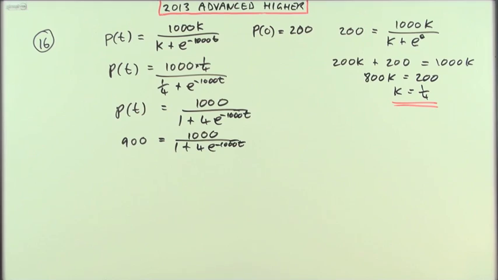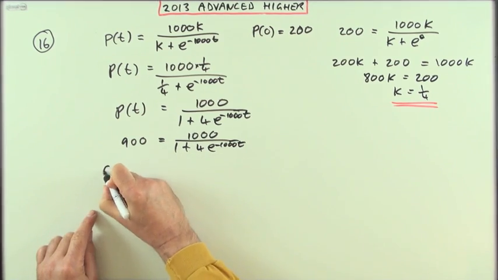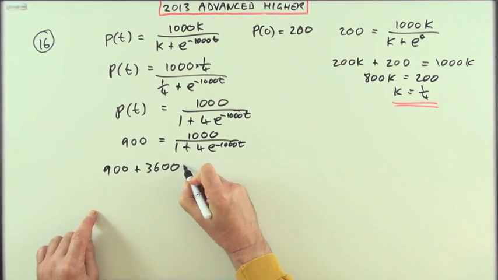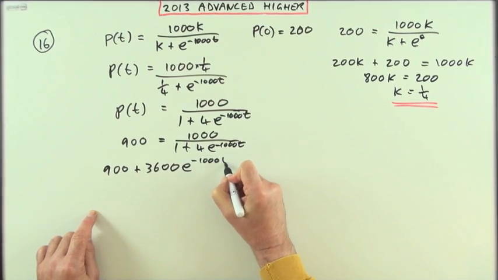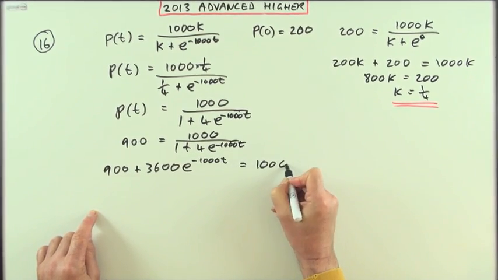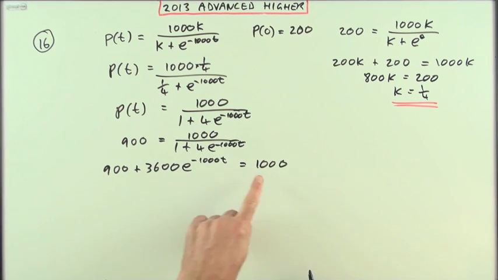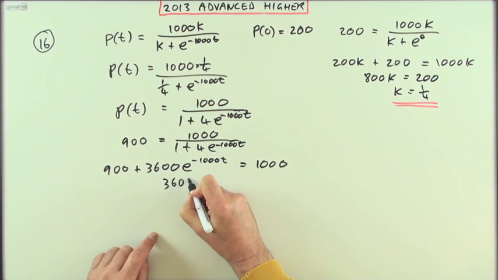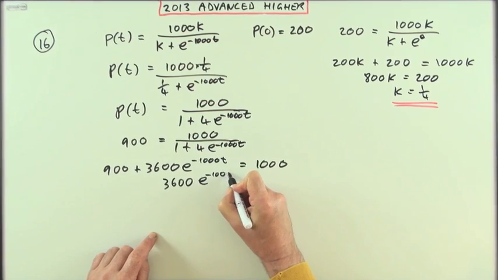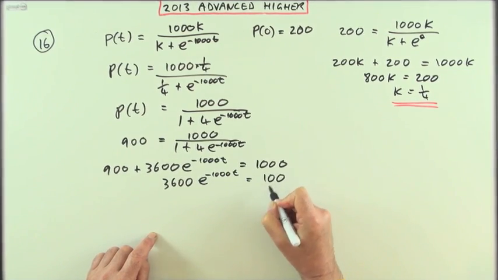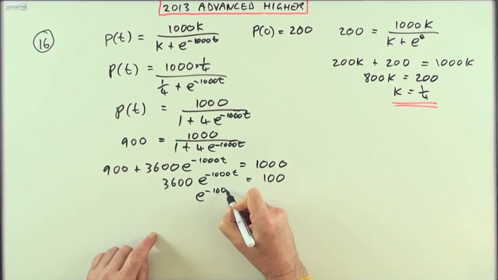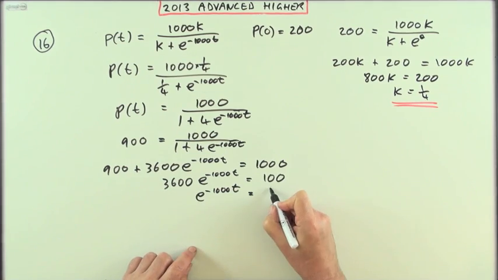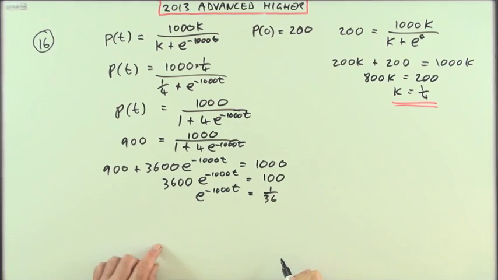Take that up there. So it'll be 900 times both of those. 900 plus, and that'll be 3600 e to the negative 1000t should equal 1000. Take that across and subtract, and that'll just leave me 100. So 3600 e to the negative 1000t will just be 100. So e to the negative 1000t, you know I could have skipped some steps. We'll take that across and divide, that'll be 1 over 36.